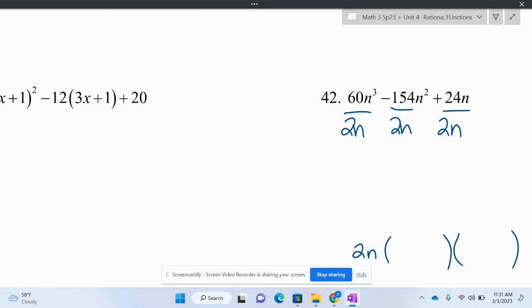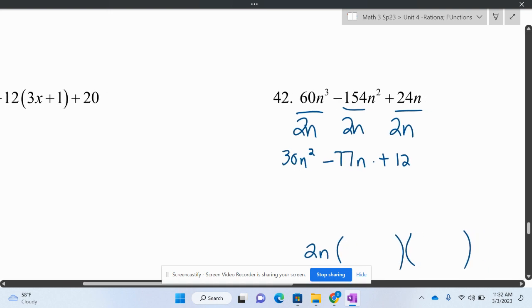So let's see. 60 divided by 2 is 30. n cubed divided by n is n squared. 154 divided by 2 is negative 77. And n squared divided by n is n. 24n divided by 2n is just a positive 12.